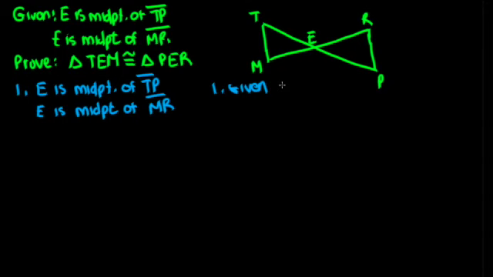We are told that E is the midpoint of TP. Well, if E right over here is the midpoint of TP, then we can say that TE is congruent to EP from the definition of a midpoint. However, before we write this down, we are also told that E is the midpoint of MR. So we can say that ME is congruent to ER. We can say all of this because of the definition of a midpoint. Let's go ahead and write this down in our proof.